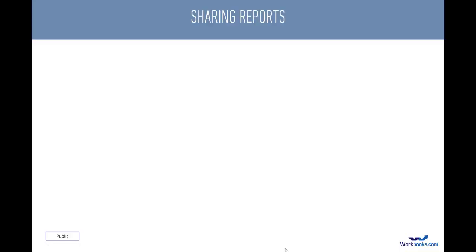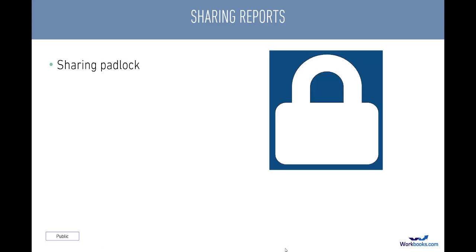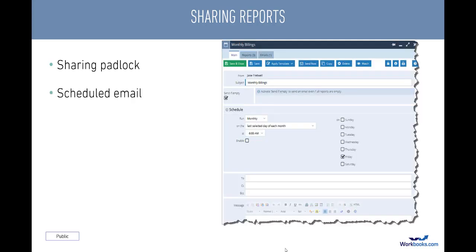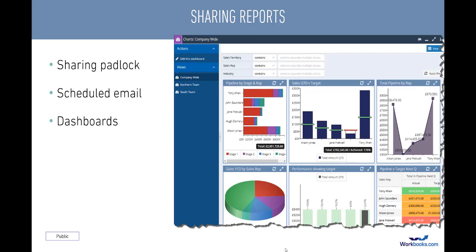There are 4 ways to share information that you've put into a report. The first is by using the sharing padlock, which is just the same as sharing any other record in Workbooks. Alternatively, you could set up a scheduled email that's sent on a regular basis defined by you. This is a good way to send information to people who don't have access to Workbooks, and you can send both reports and charts this way. You can add a collection of reports and/or charts to a dashboard, and then share the dashboard with the relevant users. This is probably the most common way of sharing information within your database.